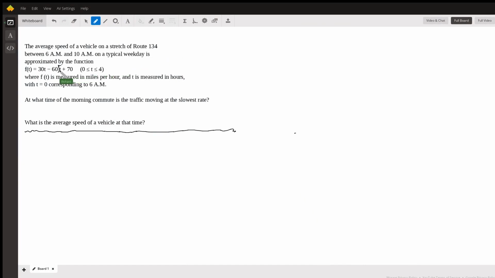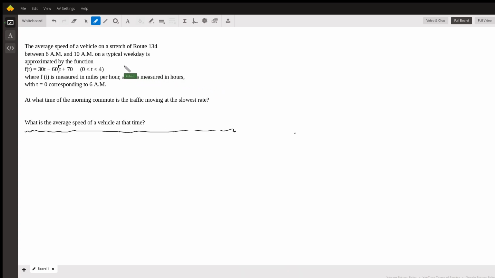What we have is a formula here for the speed of a vehicle at any particular time t, when t is between 0 and 4, 0 being 6 in the morning, 4 being 10 in the morning. And they just want to know, when is this vehicle moving at its slowest rate?